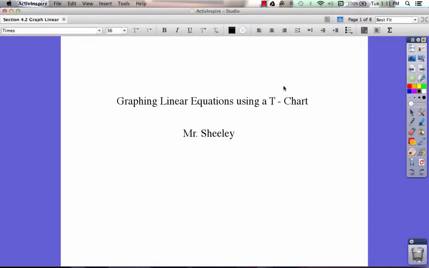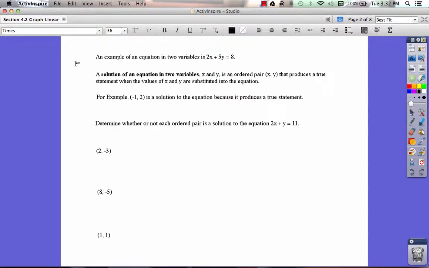Today's lesson will be over graphing linear equations using a T-chart. An example of an equation in two variables is 2x plus 5y equal 8. It's got two variables, one variable representing the distance on the x-axis and the other variable representing the distance on the y-axis. A solution of an equation in two variables, x and y, is an ordered pair, x comma y, that produces a true statement when the values of x and y are substituted into the equation.